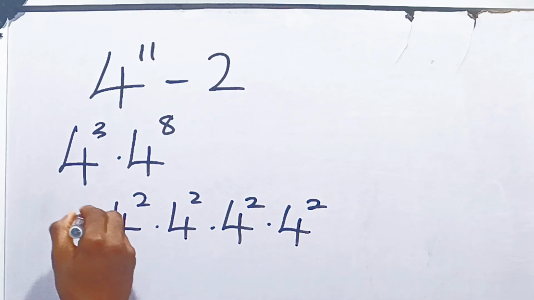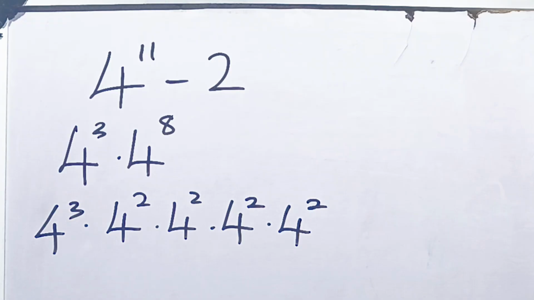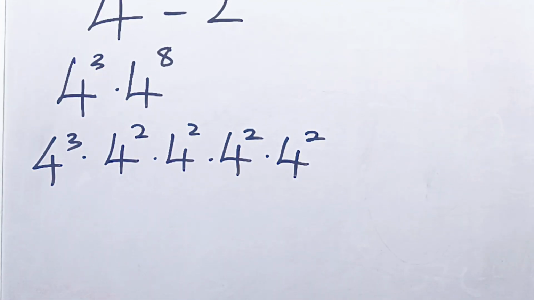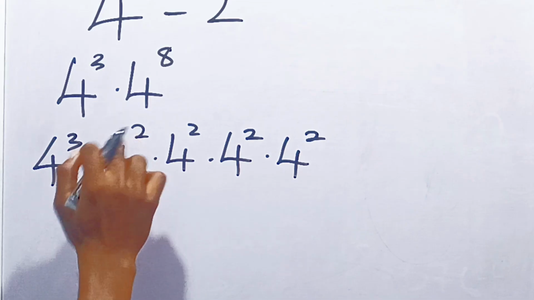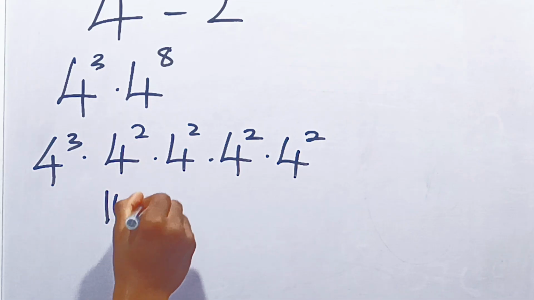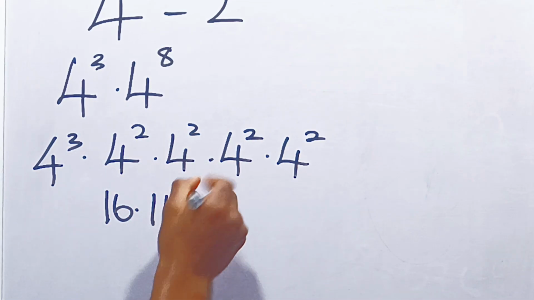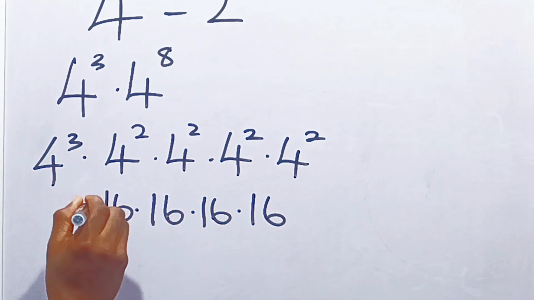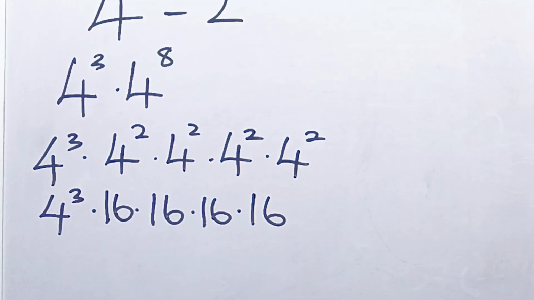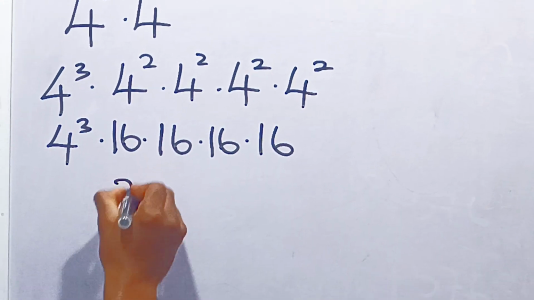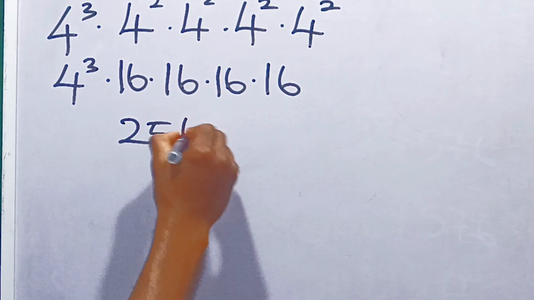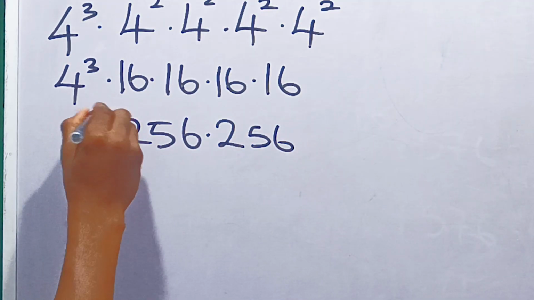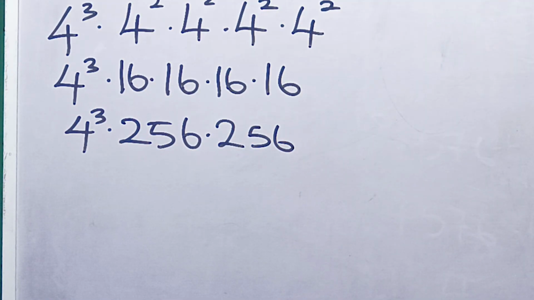Okay, and then this is multiplied by 4 raised to the power of 3. Alright, so if you add this to 3, you get 11. Okay, so we've not changed anything here. Now 4 raised to the power 2 is 16, multiplied by this is 16, multiplied by this another 16, multiplied by this another 16, multiplied by 4 raised to the power of 3. Okay, now 16 times 16 is 256, multiplied by 256, multiplied by 4 raised to the power of 3. Okay, we're shortening it now.